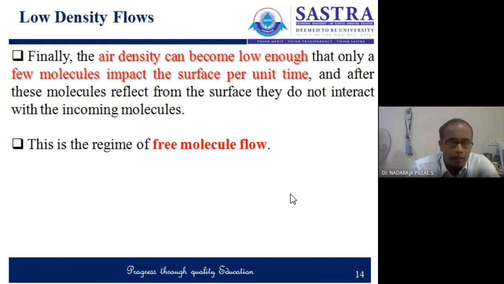So finally, the air density becomes low enough that only a few molecules impact the surface per unit time, right? And after these molecules reflect from the surface, they do not interact with the incoming molecules. Right? So this particular flow regime we call free molecular flow, where this happens when your lambda is equal to one or more than one.